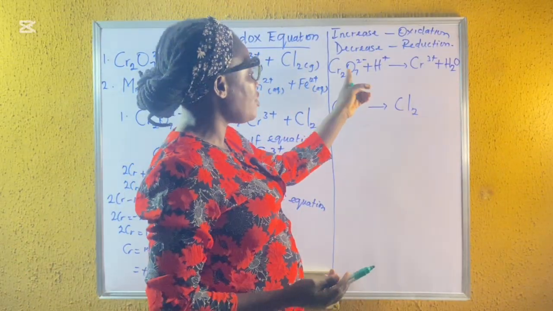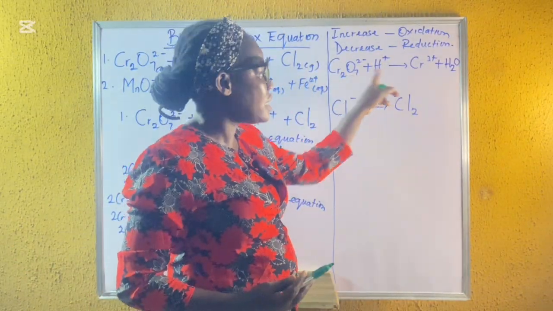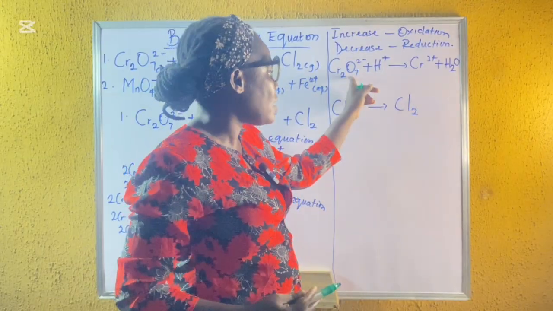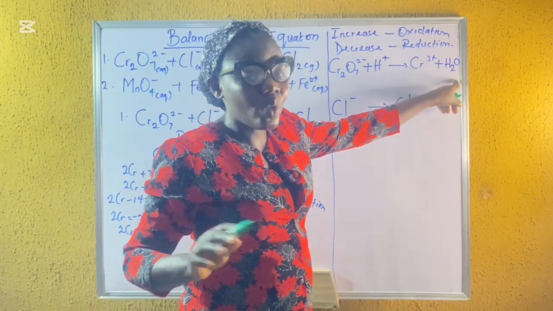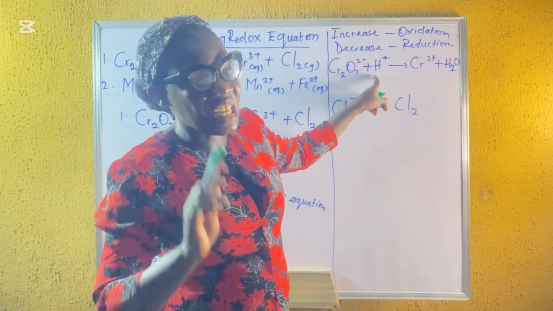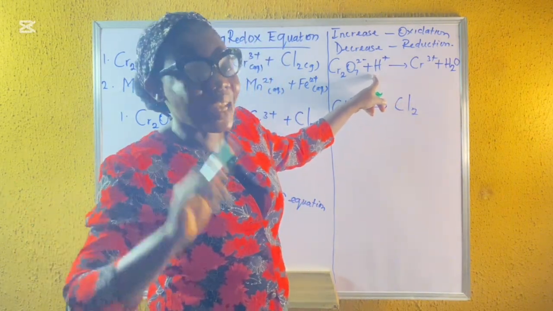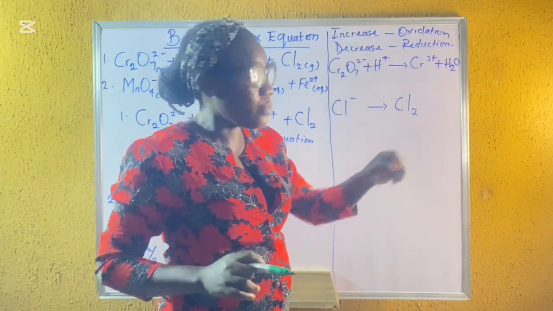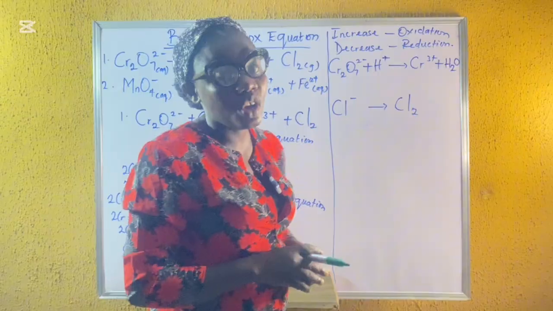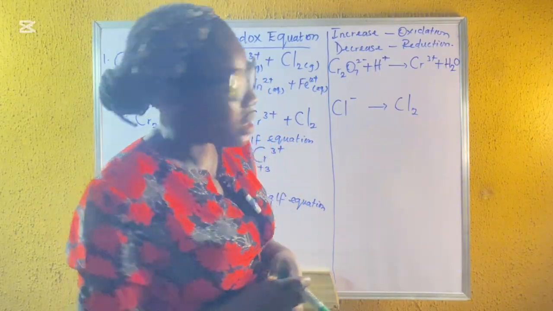But if you look at this, there is oxygen on the left hand side, which is the reactant, but there is no oxygen on the right hand side, which is the product. So to balance our oxygen, we add water to where there is deficient oxygen, and we add H+ to the other side if it is acidic medium. But assuming this equation is in basic medium, I'll be adding H2O to where there is deficient oxygen and OH- to the other side.